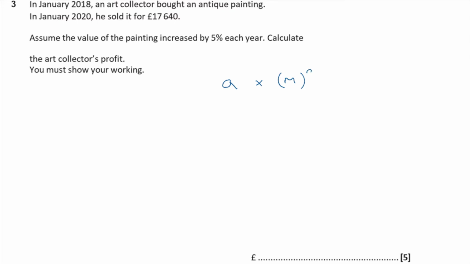Okay, so in this case, I don't know what the amount is. I'm just going to call it A for now. I'm going to multiply it by a multiplier of, well, if it's 5% a year, 5% increase is 1.05 as a multiplier, isn't it? So that's times 1.05 raised to the power of the number of years, which is 2. And I know that is equal to 17,640 because it tells me in the question. Okay, yeah, so that came from the percentage increase, and A is what we're trying to find, isn't it?